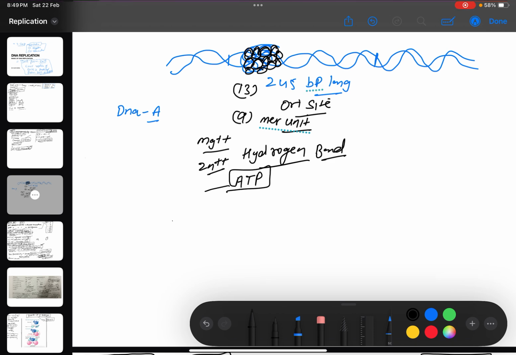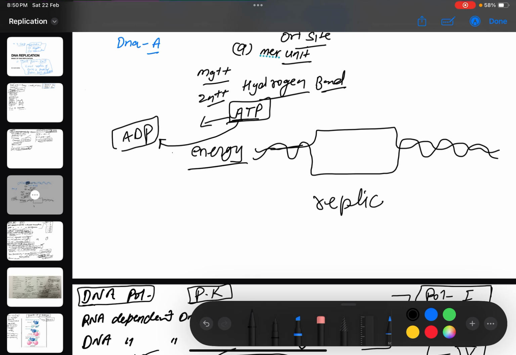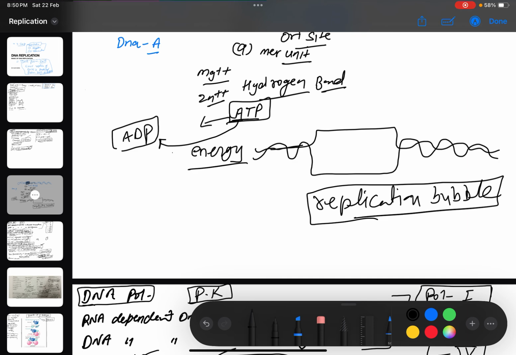It breaks down the ATP molecule into ADP. It cannot bind to ADP, so it only binds to ATP, breaks it down into ADP, and energy is released. This energy is utilized in breaking down the hydrogen bonds between the two DNA strands, due to which a bulge is opened like this. The bulge that is produced is known as the replication bubble. The hydrogen bond is broken down.